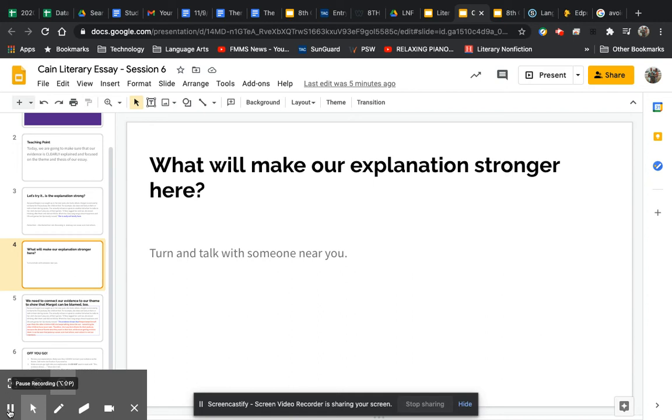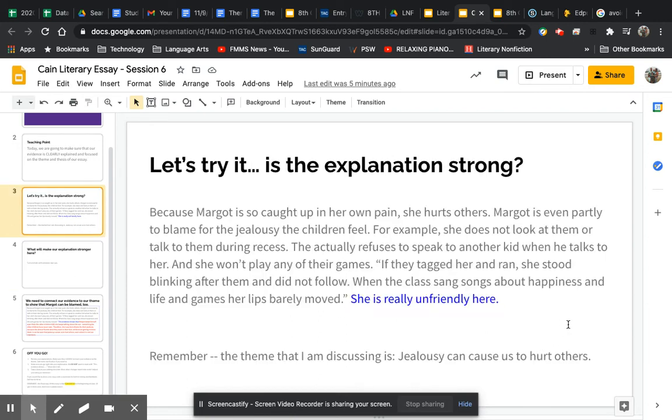Yoho? Just say Margot is unfriendly here. He could have been like, because of Margot's sadness from missing the sun, she's blinded by her sadness. Okay, so we could have changed the word choice. We could have explained her behavior and say why she's unfriendly. Good. Alexis? Thank you. That is exactly what I was looking for. All of those answers were great.